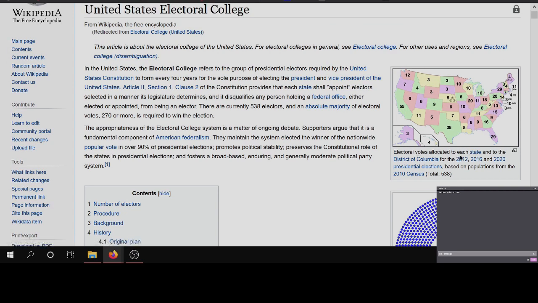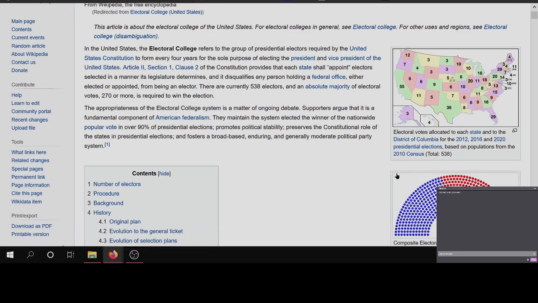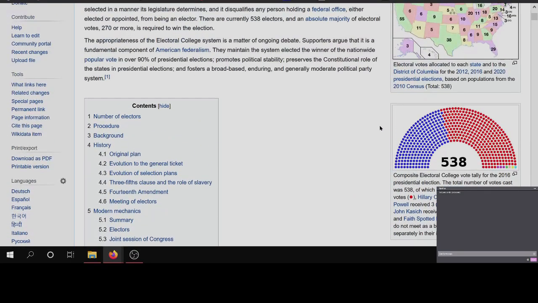Electoral votes are allocated to each state and to the District of Columbia for the 2012, 2016, and 2020 presidential elections based on the population from the 2010 census. So we'll see how that goes with this image change to the 2020 census.